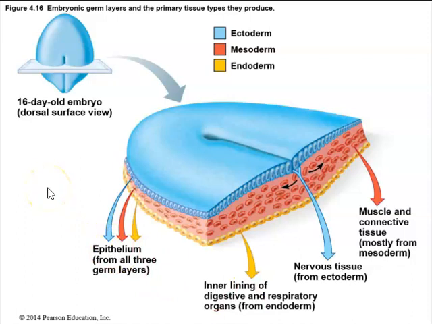So basically, this is a picture of the embryonic germ layers and the primary tissue types they produce. Okay, so we have in blue ectoderm. We can see ectoderm participates in epithelium. Actually, all three germ layers produce epithelium. So we have ectoderm, mesoderm, and endoderm, which will produce the different types of epithelium. We can see that ectoderm produces nervous tissue. Mesoderm not only participates in production of epithelium, but also muscle and connective tissue. And then endoderm, this layer right here, forms the inner lining of the digestive and respiratory organs.